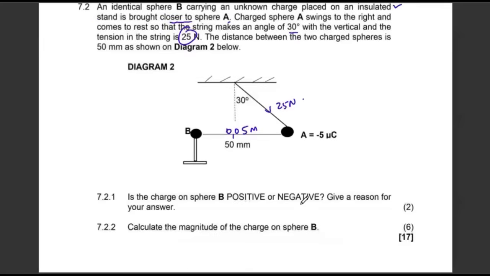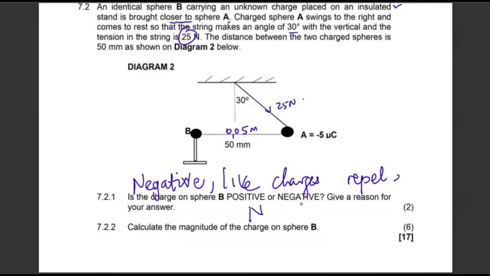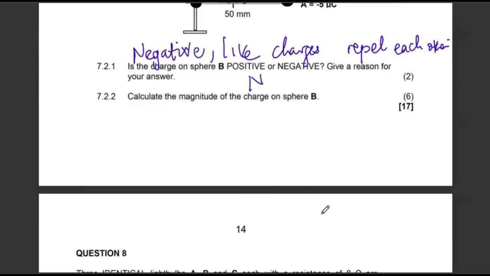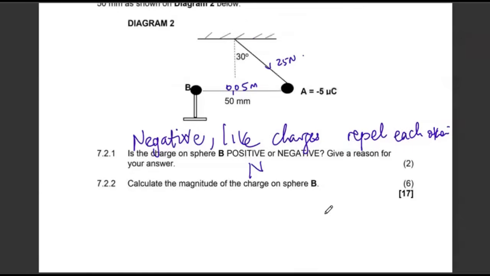7.2.1, is the charge on sphere B positive or negative? Repulsion happens just with the same signs. So this must be negative. So what is the reason? We know that like charges repel each other. Like charges will repel each other. All right, then 7.2.2, they want us to get the magnitude of B.